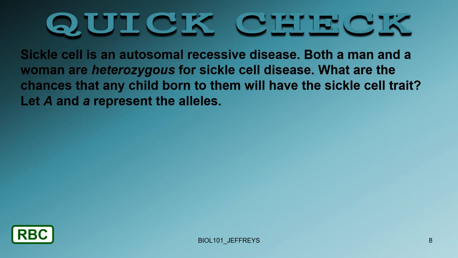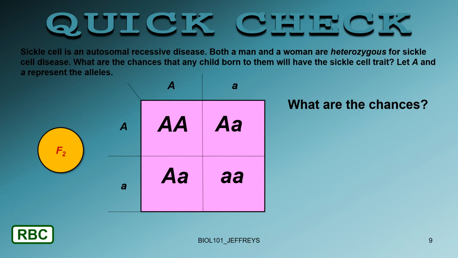Not sickle cell anemia, but sickle cell trait. That means they're going to be heterozygous for the trait. We're going to let big A and little a represent the alleles. Big A dominant, little a recessive. I'll let you think about this. If you want to get out a piece of paper and a pencil or pen and work out a quick Punnett square, you can do that. So we have a heterozygous male mating with a heterozygous female. And you know what that Punnett square looks like.